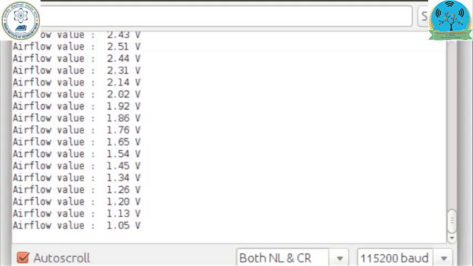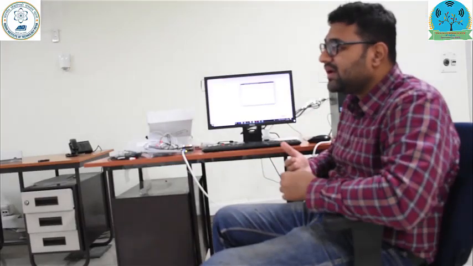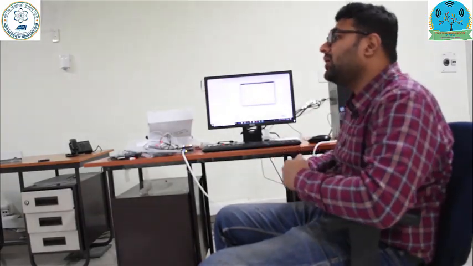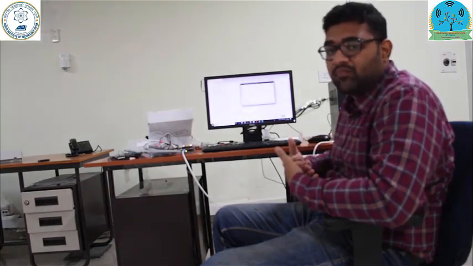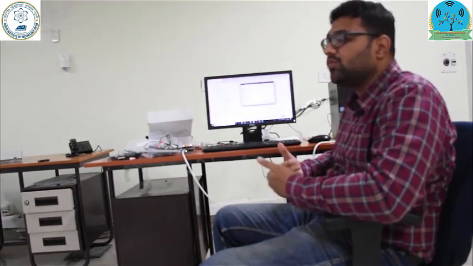As I have told you, once you burn the code on the Arduino, you will find the voltage values for the airflow. For example, here we found 2.43 volt and 2.51 volt for a normal person. If you breathe heavily, this voltage value will automatically increase, which will indicate that the person is either running or having some sort of abnormality. So this is a very important sensor for monitoring the lungs or the respiration of the human body.